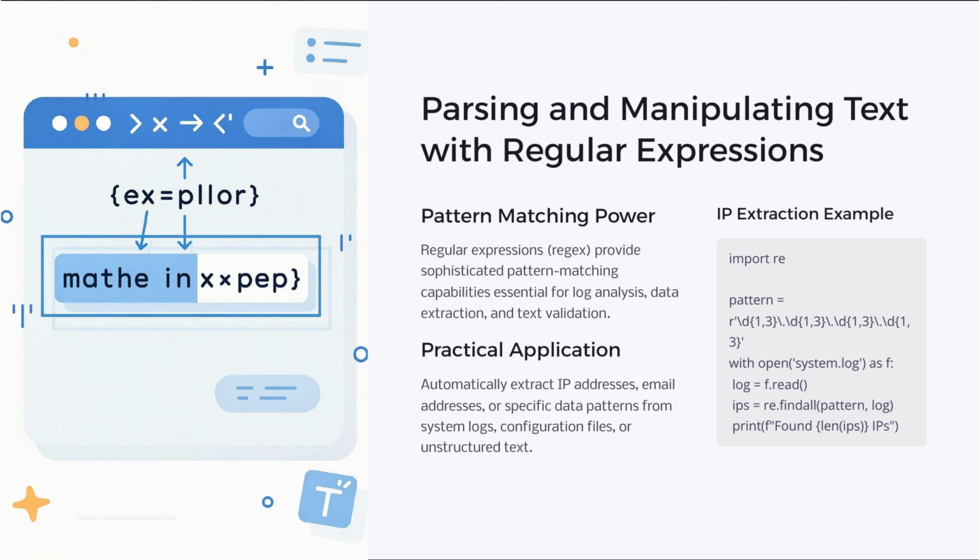Regular expressions offer powerful pattern matching for text manipulation. They enable automatic extraction of IP addresses, emails, and data patterns from logs and files. For instance, using regex, you can efficiently find IP addresses in system logs, enhancing data analysis and validation processes. This capability is crucial for automating data extraction and ensuring accurate information retrieval.